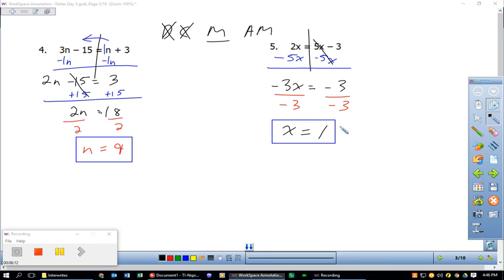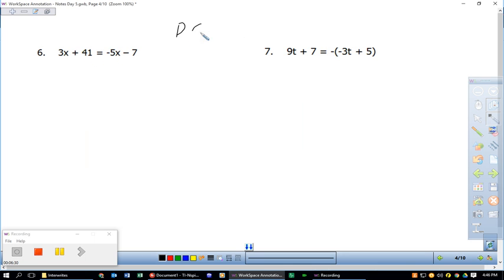If I plug 1 in, that's 2 times 1 equals 5 times 1 minus 3. That's 2. That's 5 minus 3. That is also 2. So 1 is, in fact, our solution. All right, number 6, don't call me a monster. We're definitely going to need these in a second.